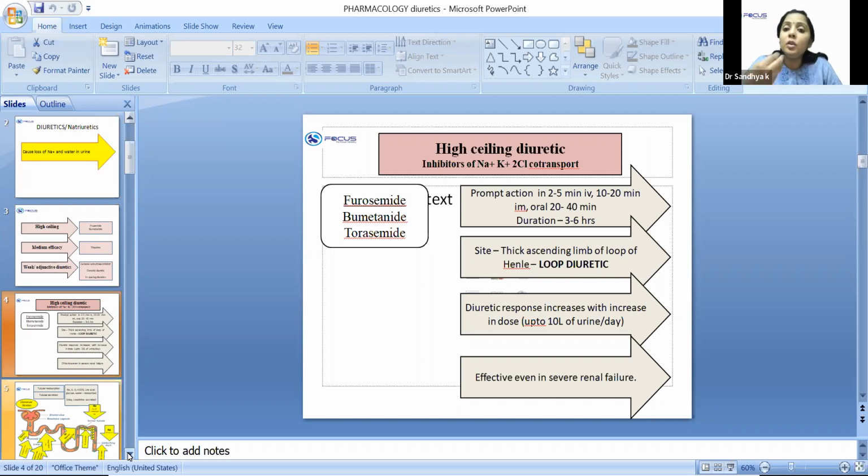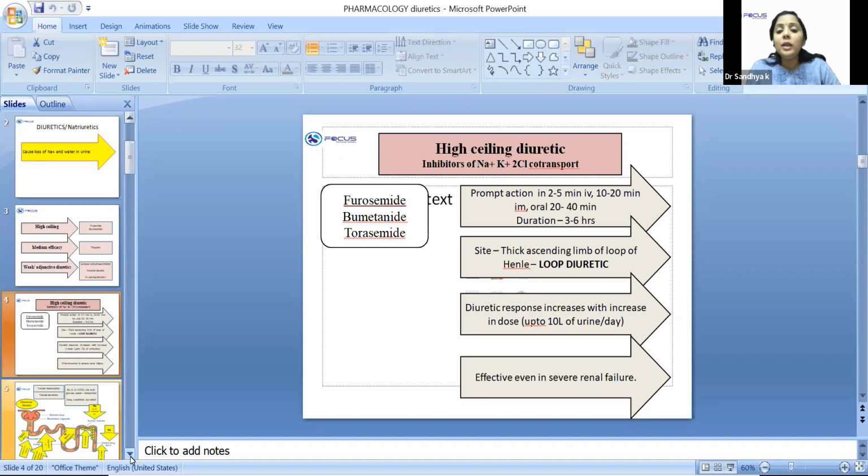If the dose of furosemide is increased, the diuretic response obtained will also increase. That means we can remove up to 10 liters of urine per day by giving furosemide. Another peculiarity of furosemide is that it is effective even in severe renal failure patients.